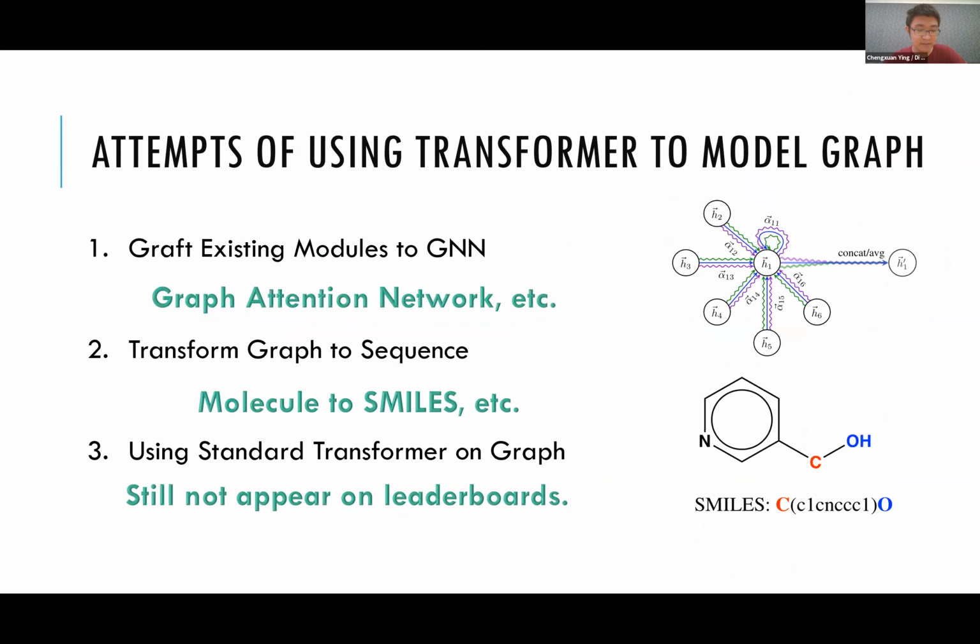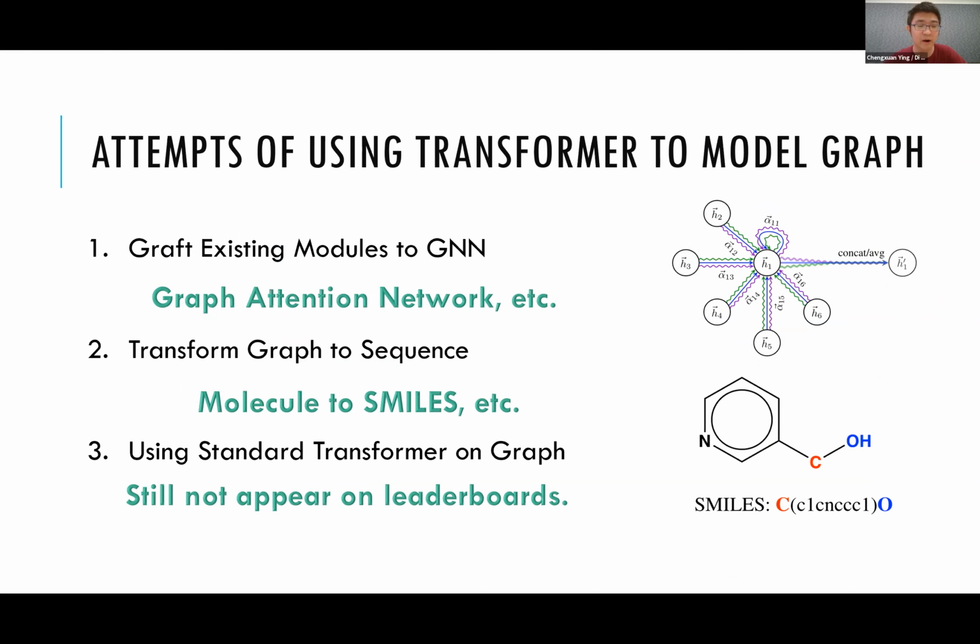There are many attempts to bring transformers into the graph domain, which can be categorized into 3 types. The first type tries to replace the components in classical GNNs by attention. For example, graph attention networks use attention as the aggregator. In the second type, people map graphs into strings and build the transformer model directly on the token sequence. For example, we can transform the molecule graph to SMILES strings and feed it into the transformer model.